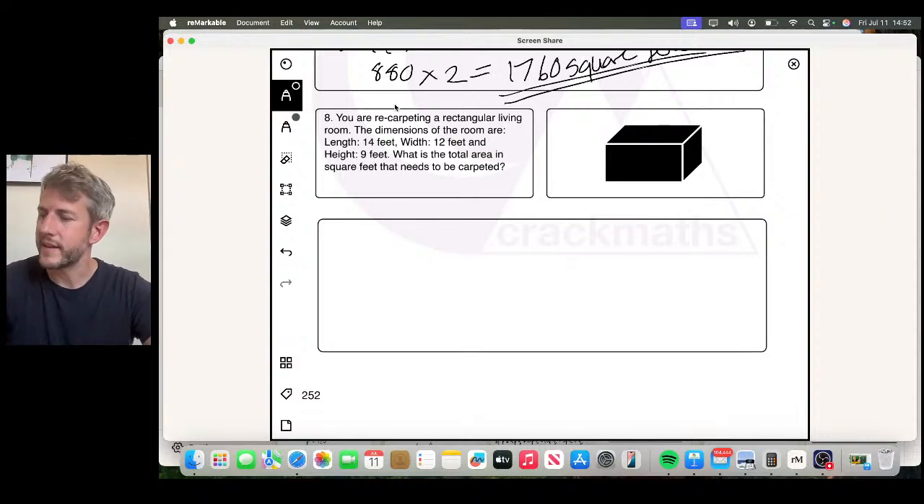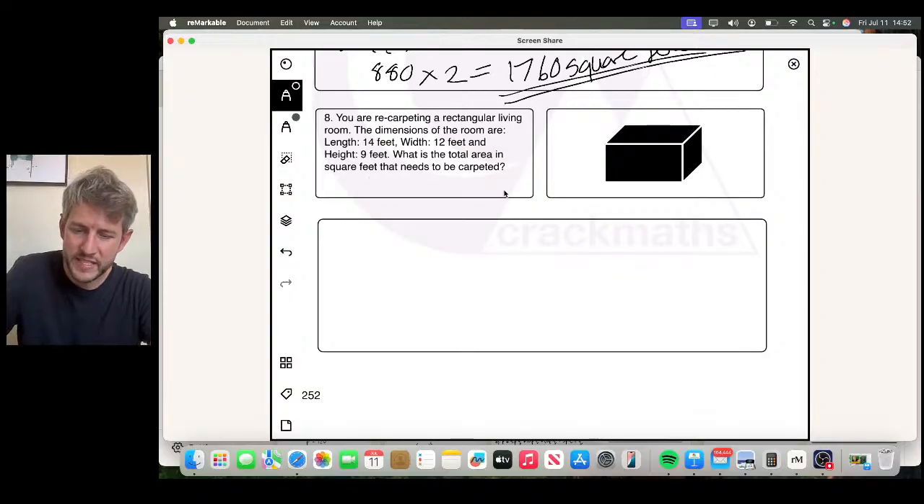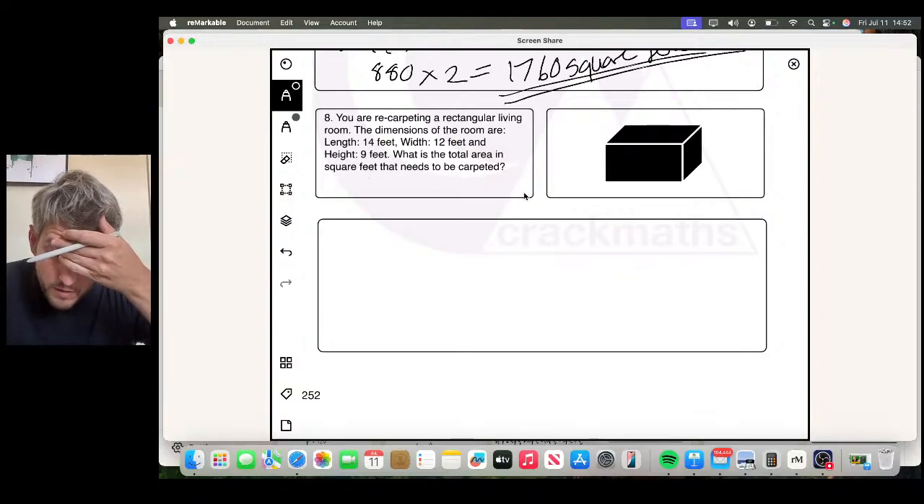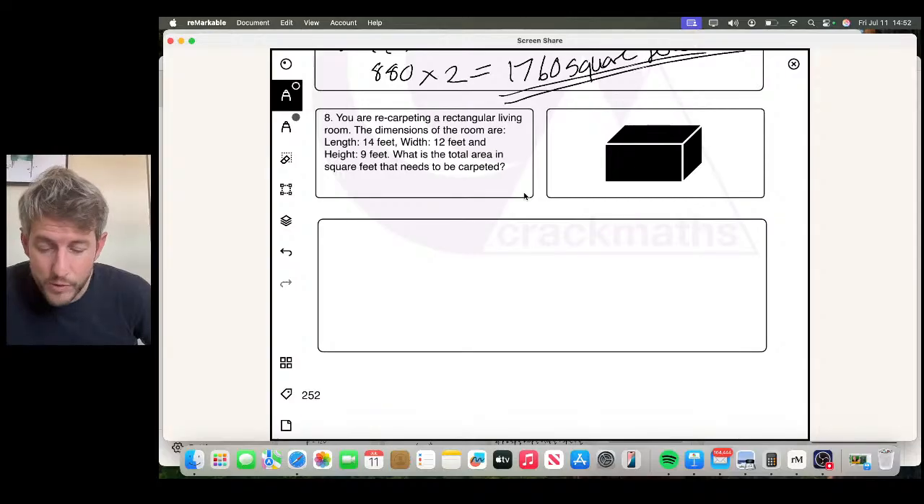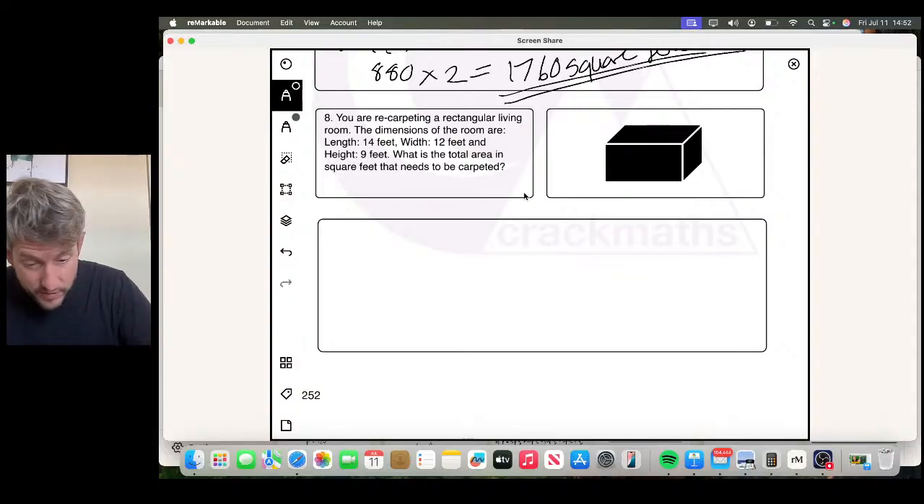Okay, question 8. You are recarpeting a rectangular living room. The dimensions of the room are length 14 feet, width 12 feet, and height 9 feet. What is the total area in square feet that needs to be carpeted? You are recarpeting. Well, surely it's just the floor. So they just want us to work out what are the dimensions of the floor.